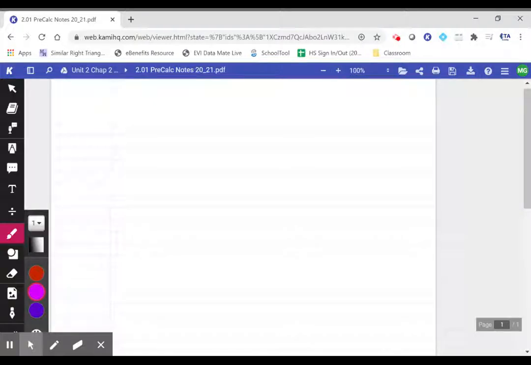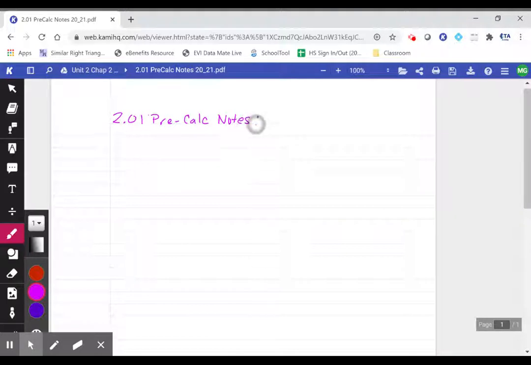Hello, we're on 2.01 pre-calc notes today. I had condensed some things in Unit 1 and took some things out, so it ended up being kind of short. So we are already on 2.01, and that's going to be on quadratic functions.